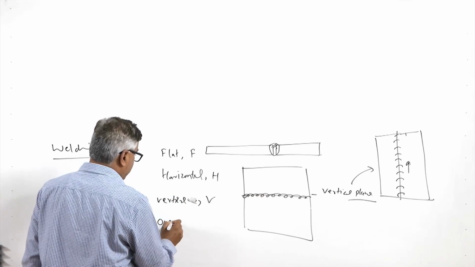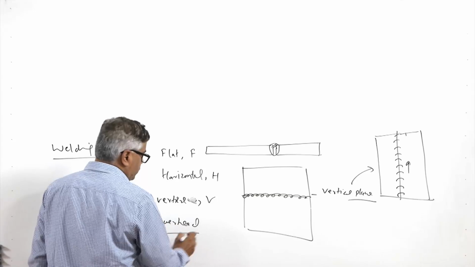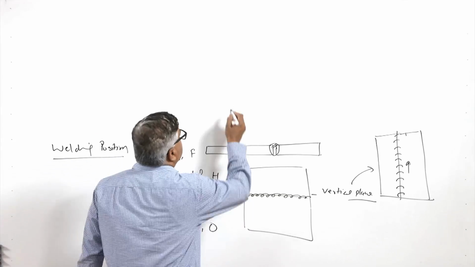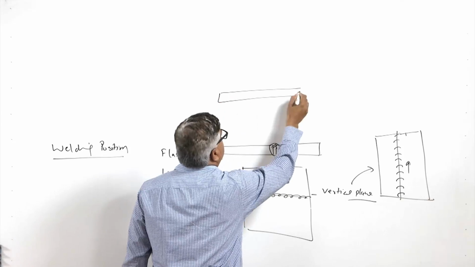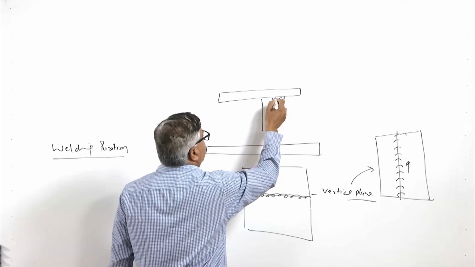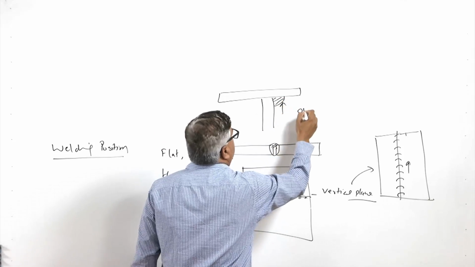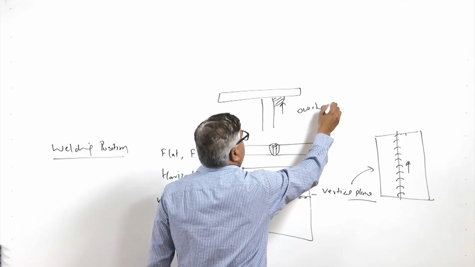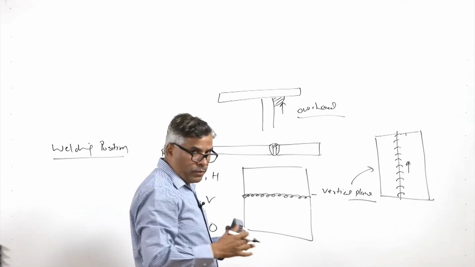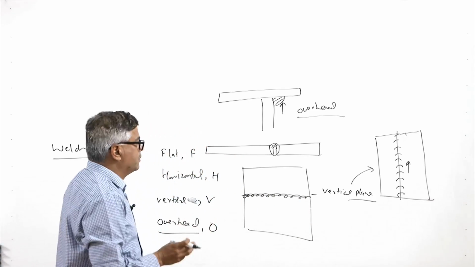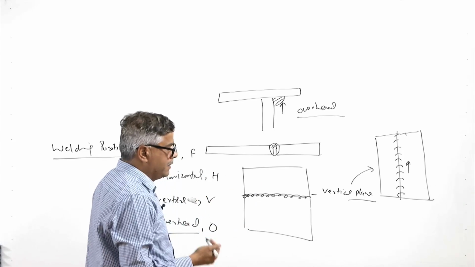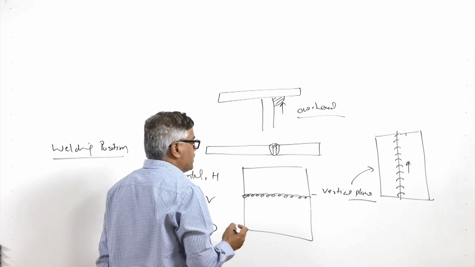And then overhead, which is very commonly used, and which is a very difficult position for welding. In this case, this is the top plate, and another joint is to be made in this way by depositing this fillet. So, this is the overhead position of welding. It is more difficult and requires very close control over the heat input and manipulation of the molten metal, so that it can be placed properly where desired.